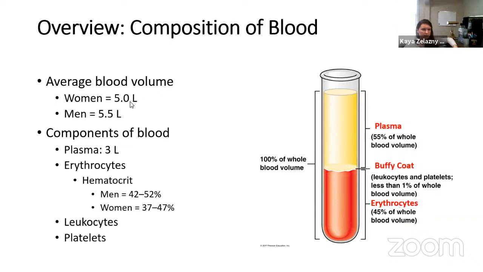Average blood volume is similar in men and women, 5 or 5.5 liters. About 3 liters of that is plasma. Right? The rest is mostly erythrocytes, but we got some leukocytes and some platelets.